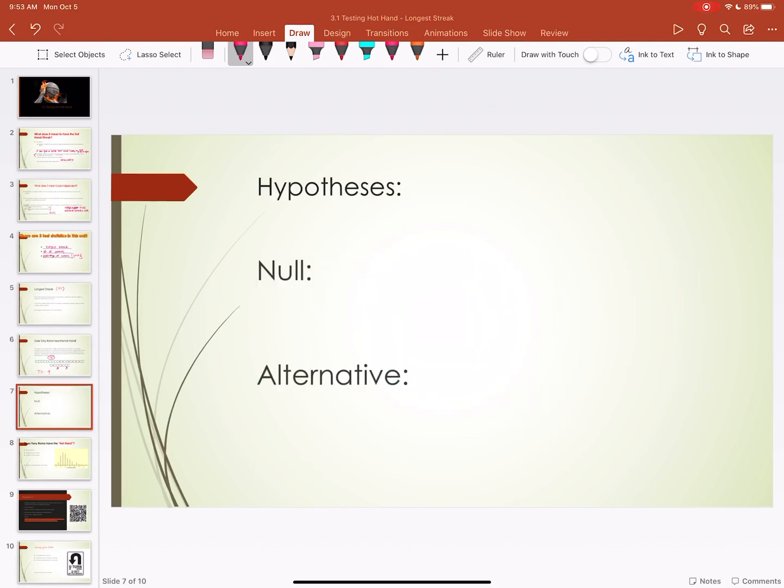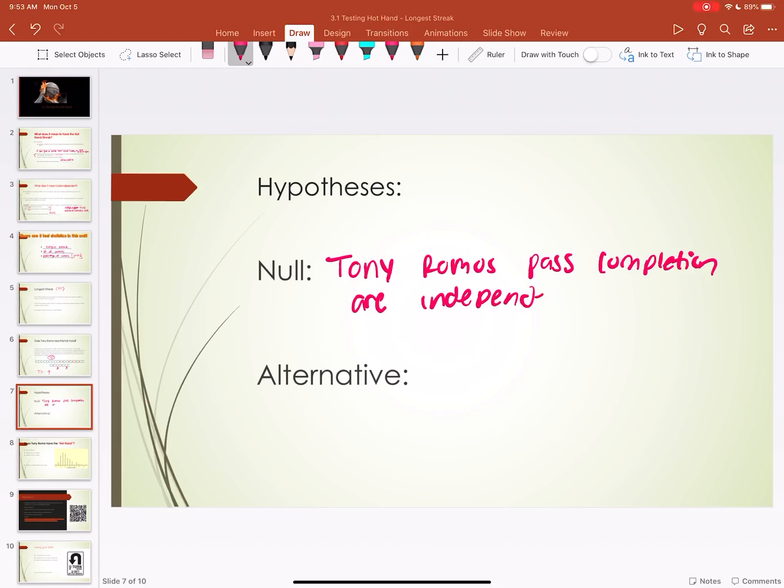For your null hypothesis, we're using that phrasing independent. So I would say Tony Romo's pass completions are independent. And that means again he has the same ability to get a success following a success. So he has the same ability to get a completion after getting a previous completion or a non-completion. For the alternative, we're going to use that hot hand language. So Tony Romo has the hot hand. Again, that sounds really weird, but it is just a claim that he has a greater ability to get a completion after he's previously gotten a completion.